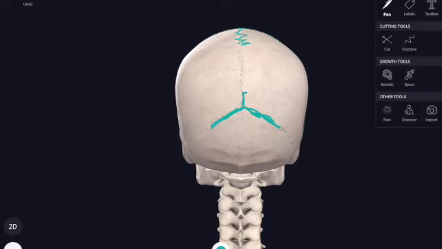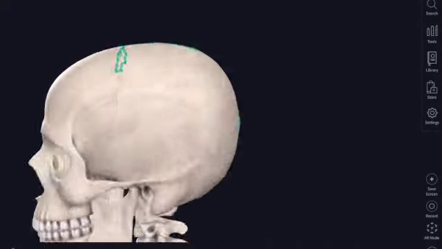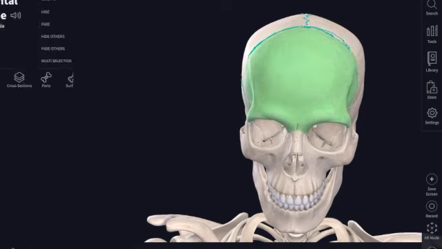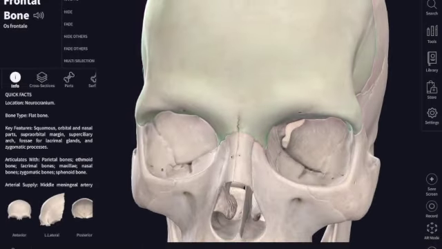Okay, so our next section is just the bones and the bone markings. So we'll start up at the front here. So you have the frontal bone. We've got two structures that we want to look at on this frontal bone. We'll zoom in a little bit.